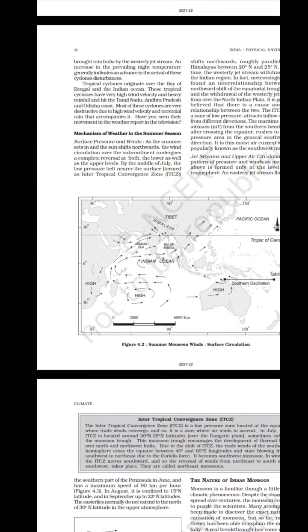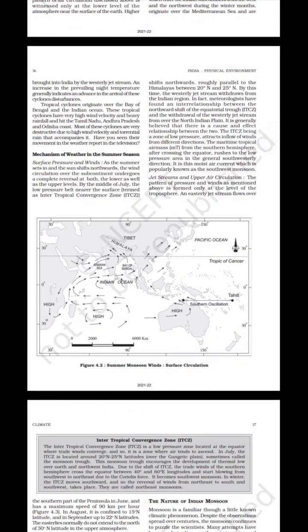Mechanism of weather in the summer season. Surface pressure and winds. As the summer sets in and the sun shifts northwards, the wind circulation over the subcontinent undergoes a complete reversal at both the lower as well as the upper levels. By the middle of July, the low pressure belt nearer the surface, termed as Intertropical Convergence Zone (ITCZ), shifts northwards, roughly parallel to the Himalayas between 20 degrees north and 25 degrees north.